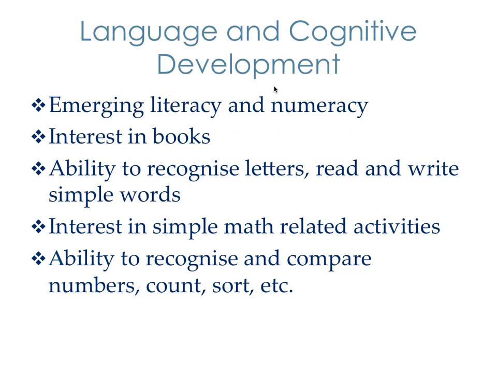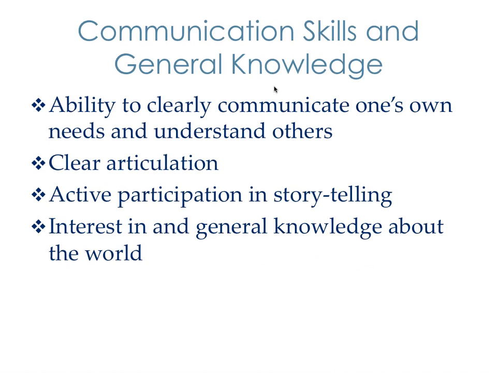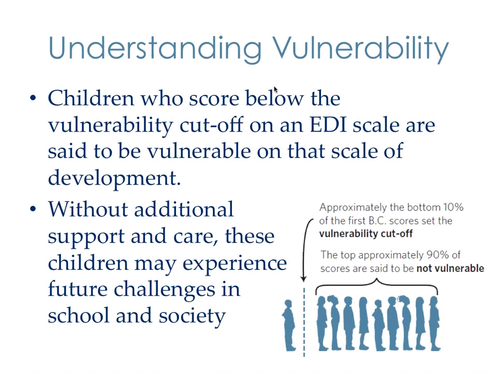Language and cognitive development looks mostly at things relating to early literacy and numeracy, how well kids are doing, as well as their interest in those kinds of things. And finally, communication skills is a short scale that looks mostly at the children's ability to communicate with each other and to participate actively in storytelling and so on. So we get scores on all of those things for the children, and for each of the 5 we determine which children are vulnerable on that scale, and also how many children are vulnerable on one or more of those scales.